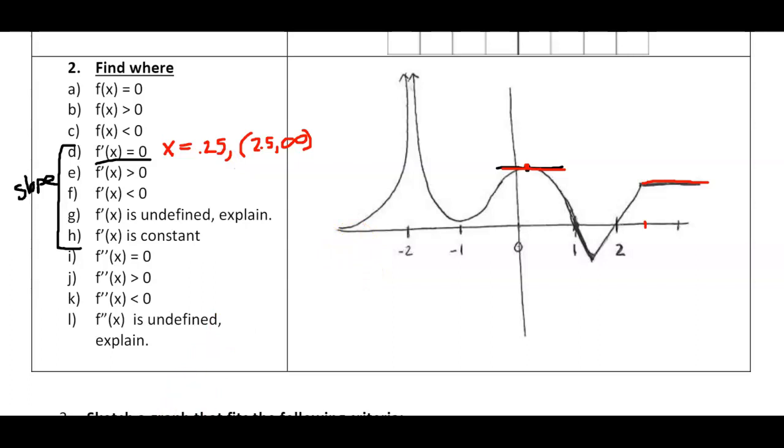All right, as for the next one, f prime of x is greater than 0. That means that the graph of f is increasing. f is going up. So anywhere on our graph where f is moving in an upward direction would be a place where f prime is greater than 0. So here, my graph is moving in an upward direction. Here, my graph is moving in an upward direction. And here, my graph is moving in an upward direction. So that would be -infinity up to -2.